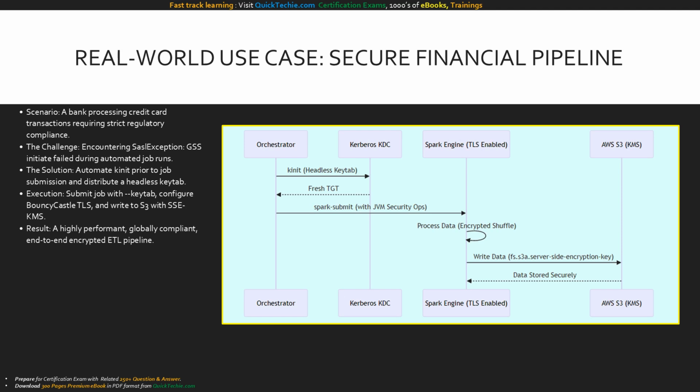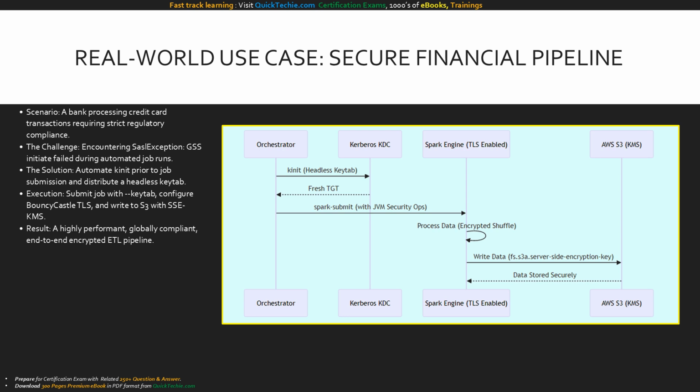Let's tie everything together with a highly critical real-world use case, building a secure financial pipeline for a major bank processing credit card transactions. The challenge: the data engineering team automated their pipeline but kept hitting a SASL exception, GSS initiate failed error. This error means the Kerberos ticket granting ticket expired and Spark could no longer authenticate. The solution was to implement a headless keytab.